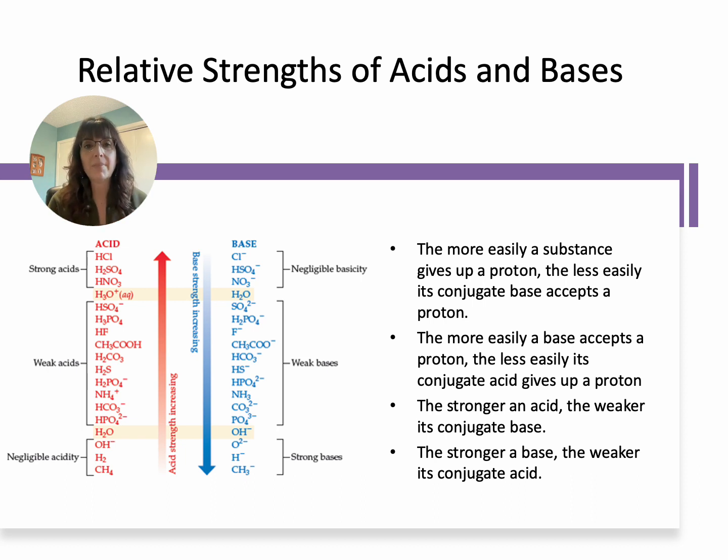The more easily a base accepts a proton, the less easily its conjugate acid can give it up. So if you have a strong acid, its conjugate base is going to be negligible, and that's what you see in this diagram. If you have a strong base, its conjugate acid is going to be negligible. In other words, it's not going to behave much like an acid. And then the weak are just kind of there in the middle. So the stronger an acid, the weaker its conjugate base. The stronger a base, the weaker its conjugate acid.